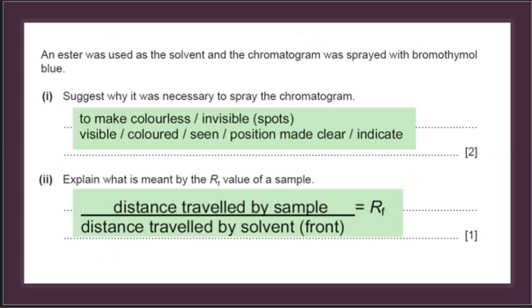All right, so let's go to the question now. An ester was used as the solvent and the chromatogram was sprayed with bromomethyl blue. Anytime they're spraying with bromomethyl blue is because the sample is colorless and they cannot see it. So they spray it with an indicator to make the sample visible. So why was it necessary to spray the chromatogram? That is to make the invisible spots show color, so that we can see them clearly.